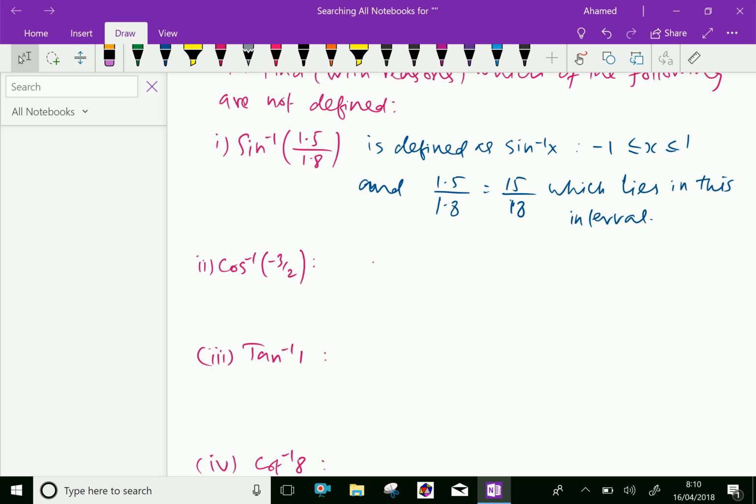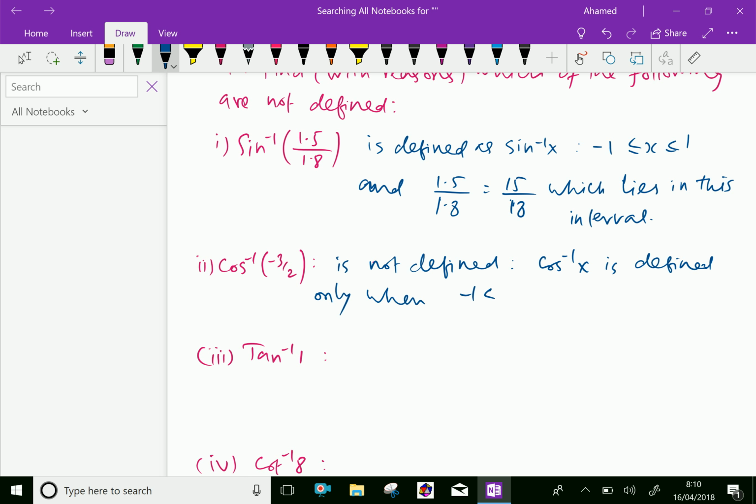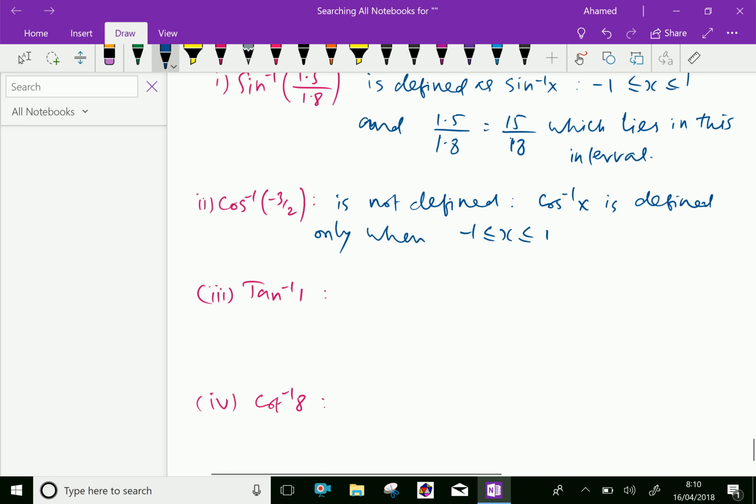Next one, cos inverse -3/2 is not defined, since cos inverse x is defined only when -1 lesser equal to x lesser equal 1, means -3/2 is not in the limit of -1 and 1, so it is not defined.